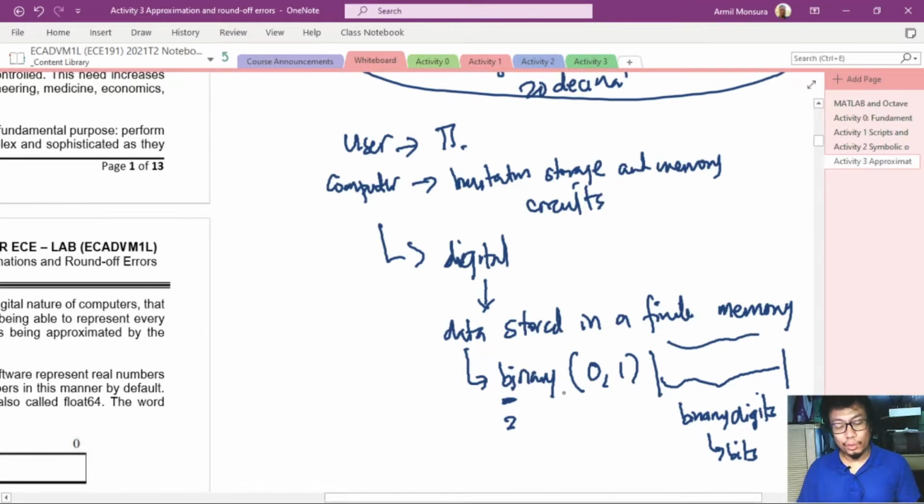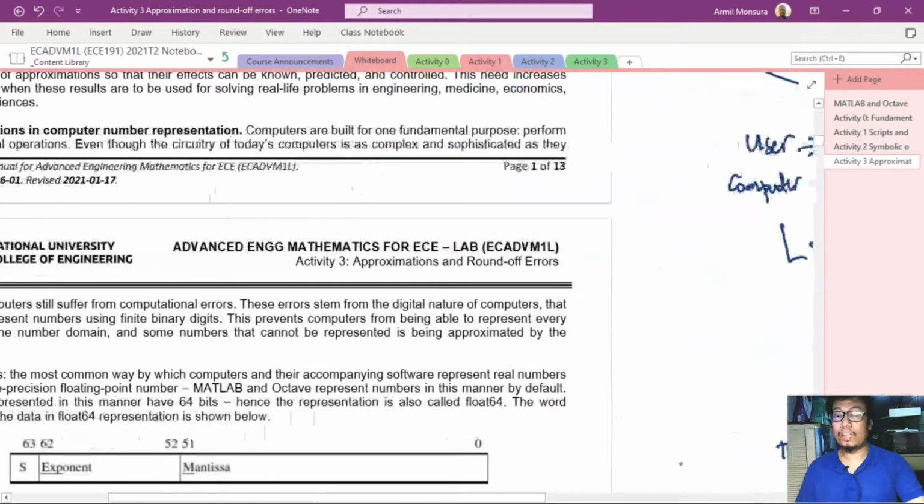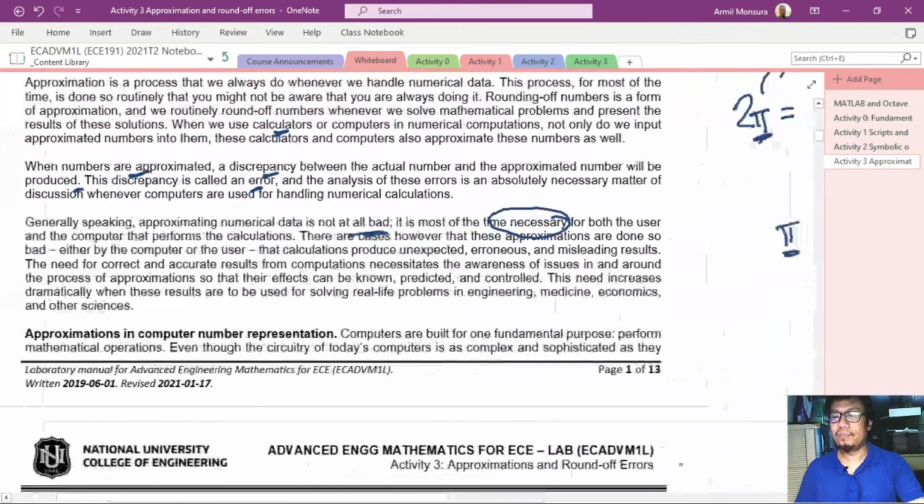Your computer also cannot represent pi fully. Although it can compute everything, it cannot really represent pi in its exact value. Again, even if the number of decimal digits has been increased to kahit mag 1 million pa yan, it's not the exact value. So both computers and humans, the human user of computers, do approximation, and for a very good reason.